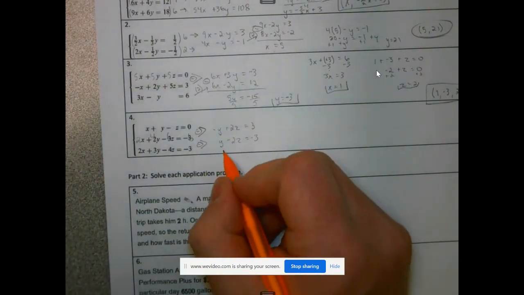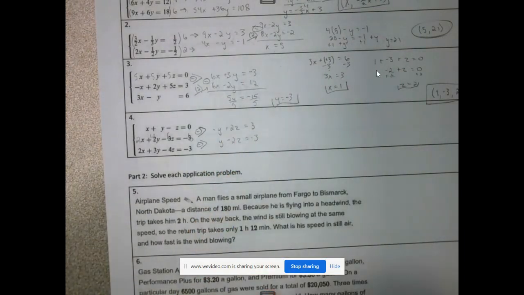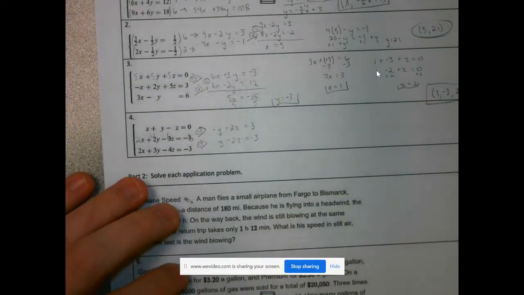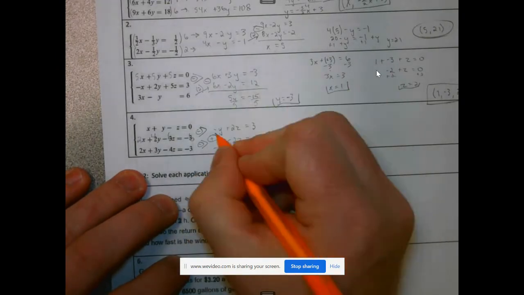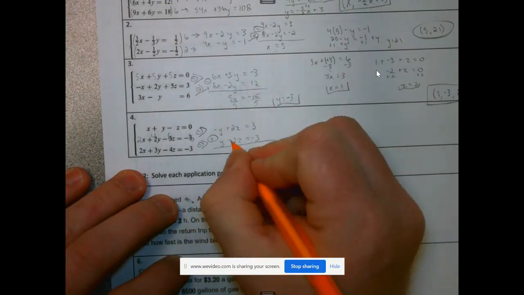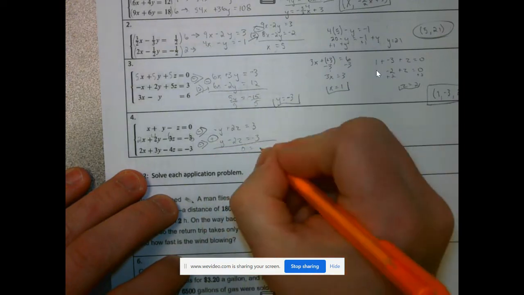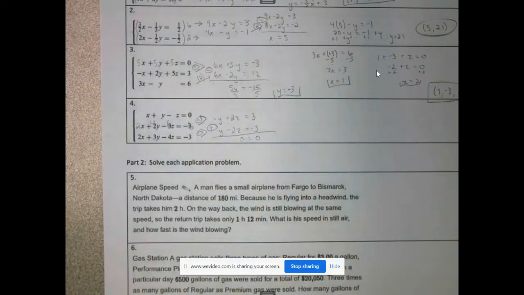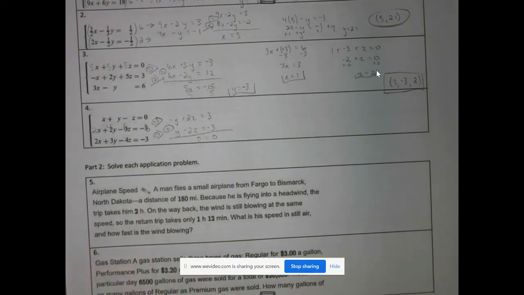Now here, we see that these equations are the opposite of each other. So these are opposite, so we'd add. Negative 1 plus 1 is 0. 2 plus negative 2 is 0. 3 plus negative 3 is 0. So you get 0 equals 0 on this one. So it is infinite solutions, so we need to put it in parametric form.